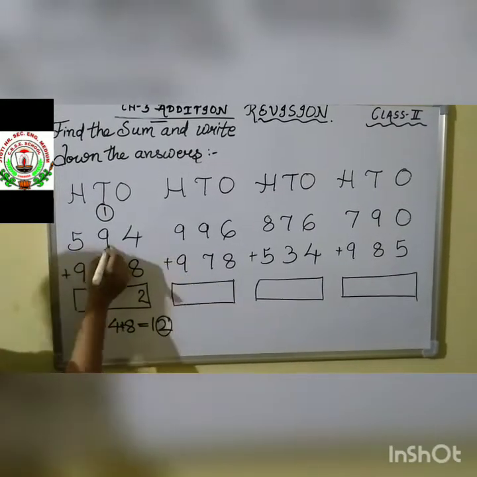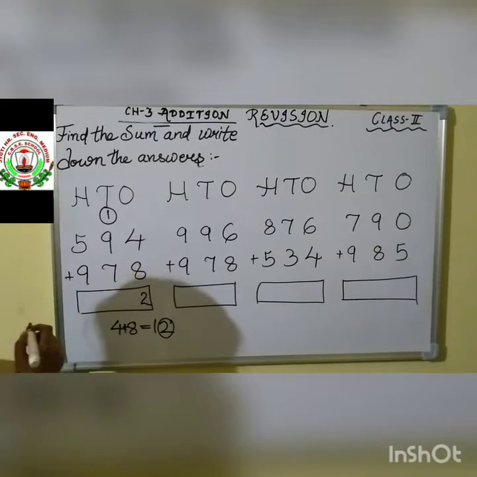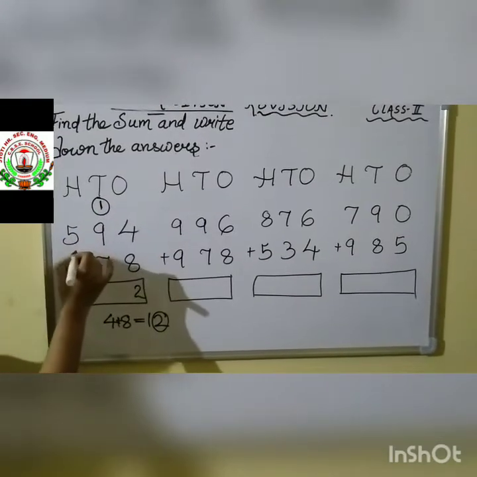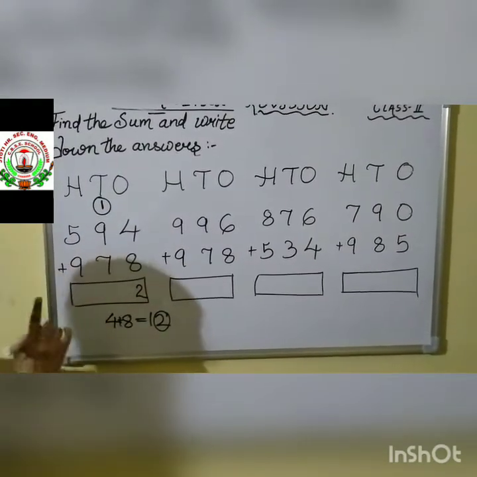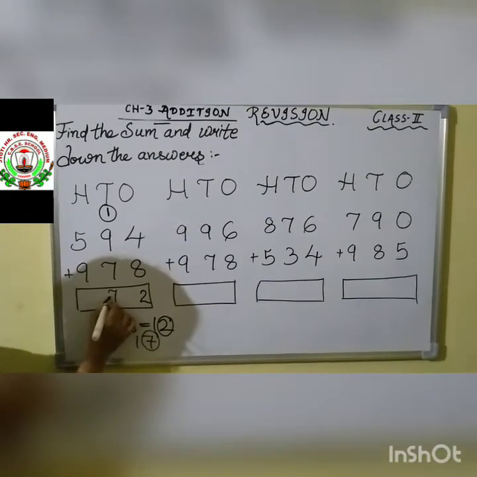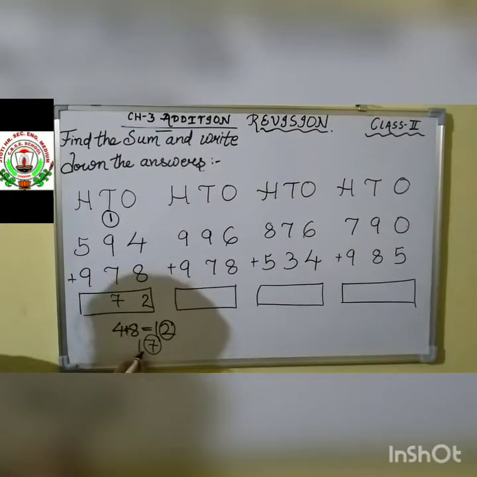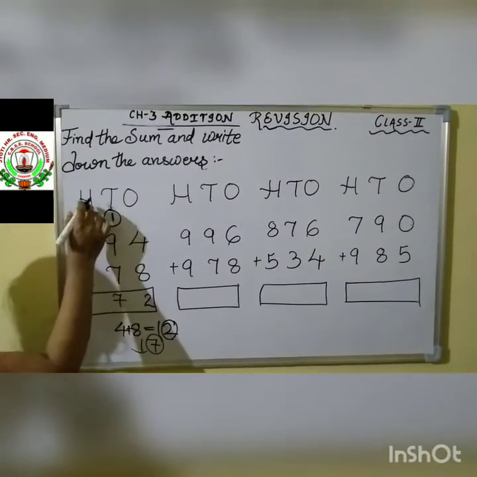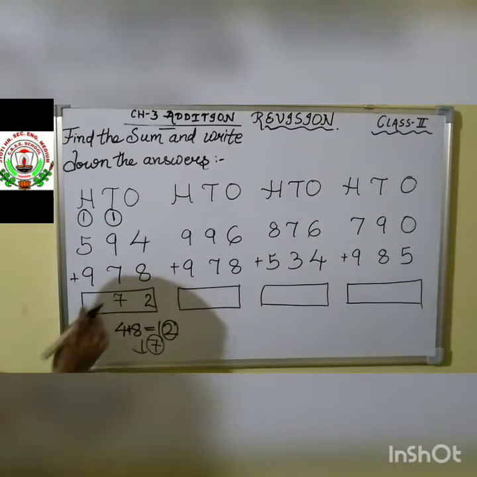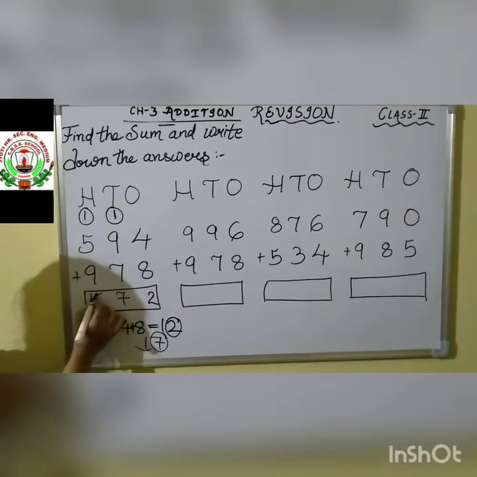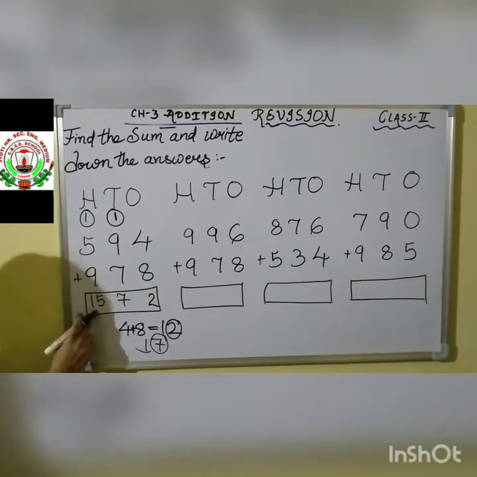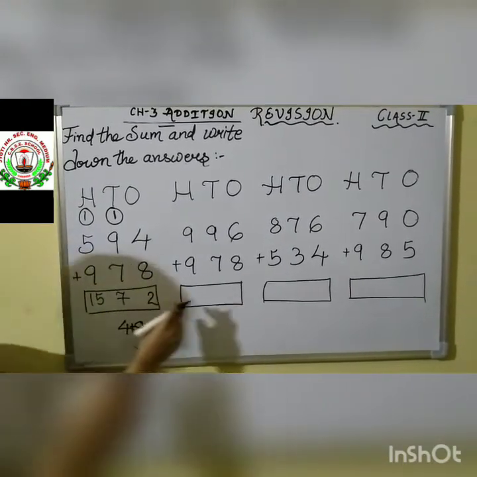Now let us see 9 plus 7. Can you tell me 9 plus 7? 16. But already 1 is given as carry. So we will add 1 and 16. If you add 1 and 16, we get the answer 17. This 7 we will write down here, and this 1 will go as carryover to the hundreds place like this. Okay. Then 5 plus 9. 14. 14 plus 1, 15. So our answer for 594 plus 978 is 1572. Okay. Let us see the next question.